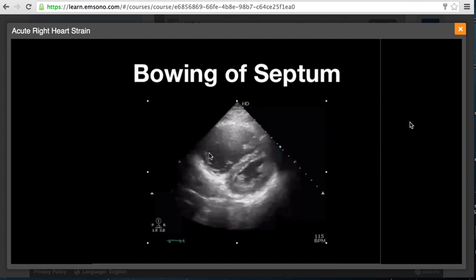Here's another patient with a large saddle pulmonary embolism. This was a young patient with no underlying history of cardiopulmonary disease, but you can see that the RV is extremely dilated. You can see that there is paradoxical movement and bowing of the interventricular septum, and it's creating that delta sign. This was a patient with a large pulmonary embolism.